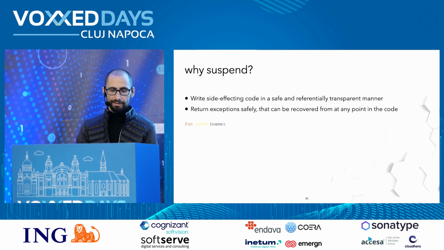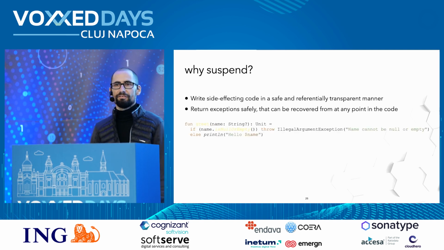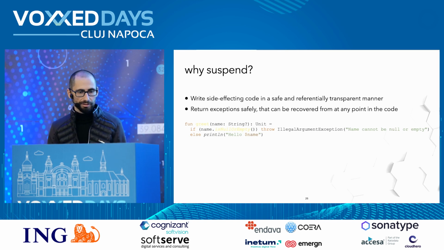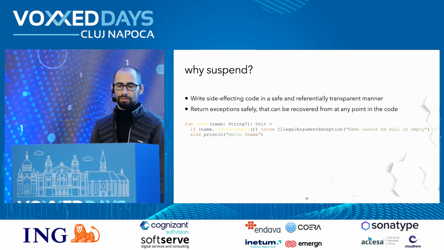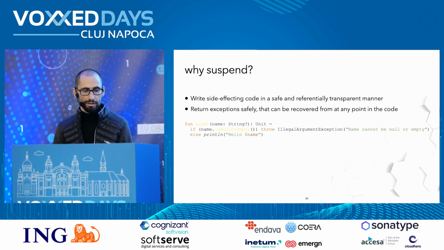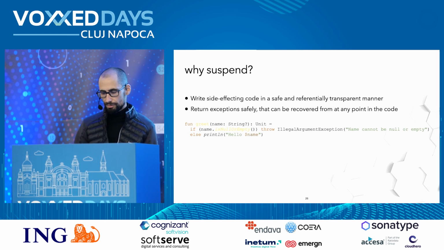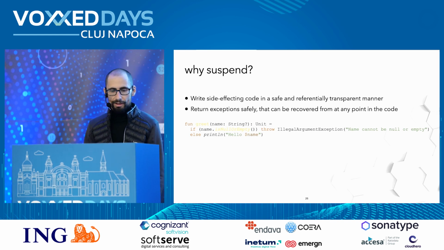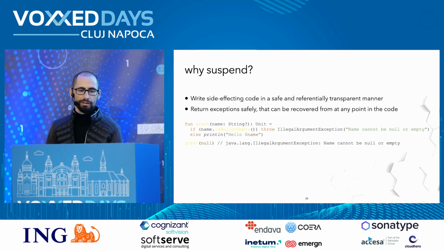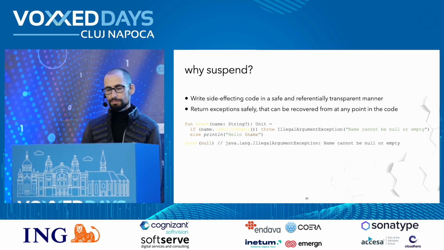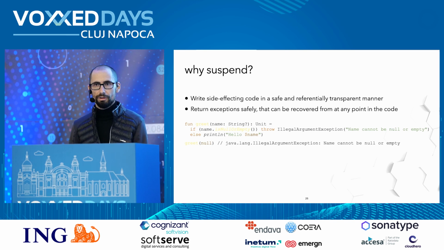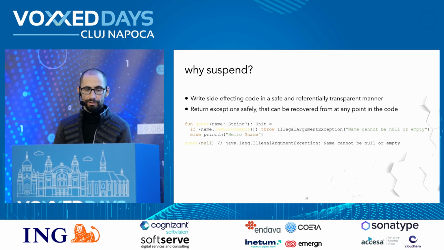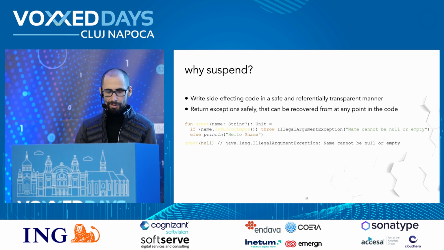Okay, to better understand this, I've created a simple example where we have a function greet that takes in a nullable string as an argument. It checks if that name is null or empty. If it is, it will throw an exception. Otherwise, it will print, hello, what's your name? And if we run this, we are going to get immediately an illegal argument exception saying that name cannot be null or empty. There is no chance for us to safely control how we are going to handle this potential failure.